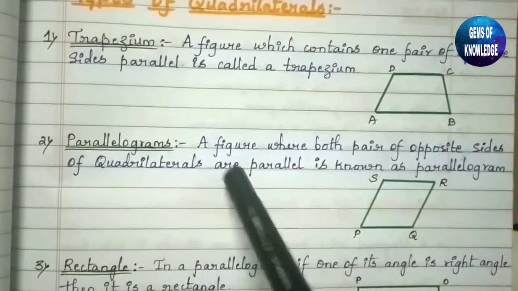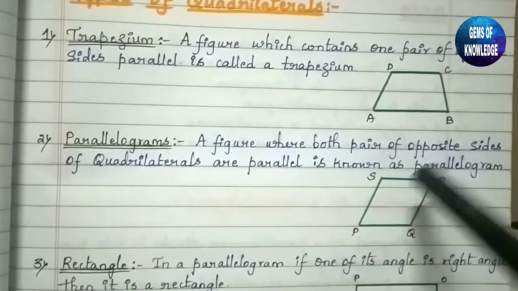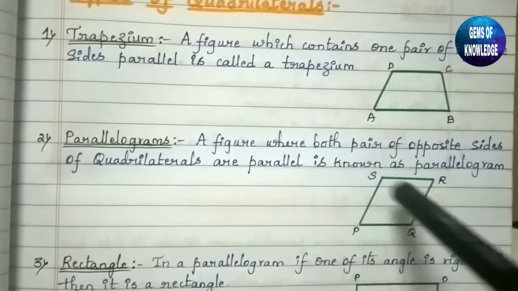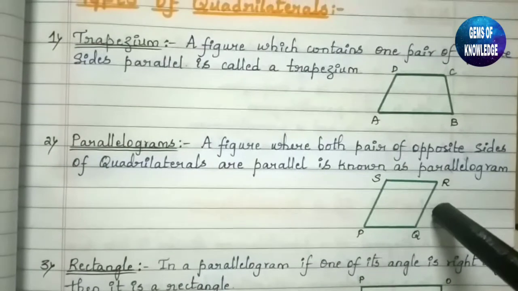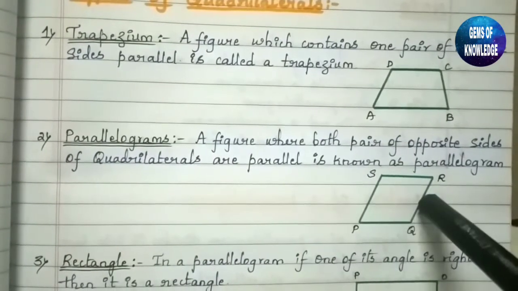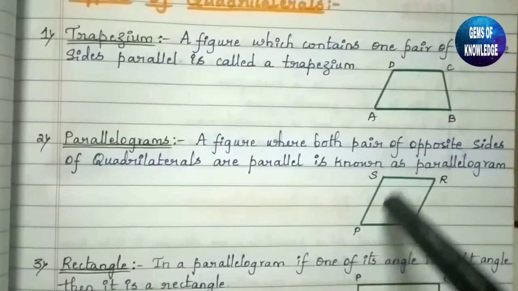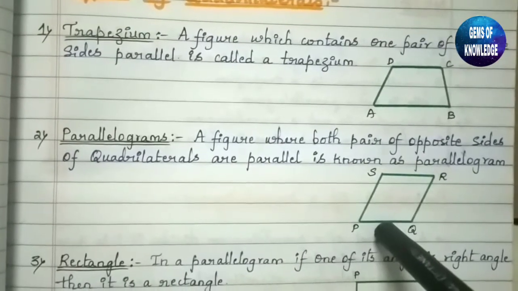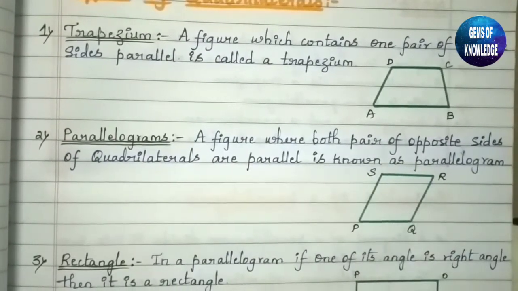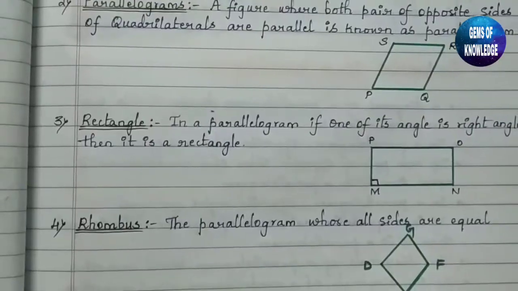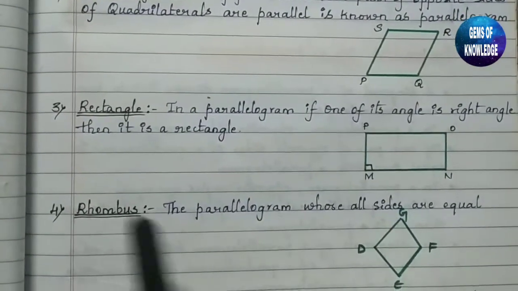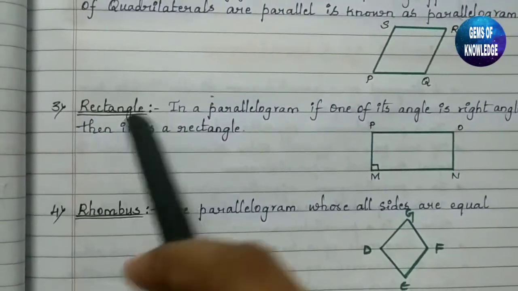Okay, a figure where both pairs of opposite sides, these two as well as these two, are parallel to each other. All the opposite sides, both pairs of opposite sides, are parallel to each other. So that is called a parallelogram. Okay, so you can see the next one here. The next one is the rectangle.